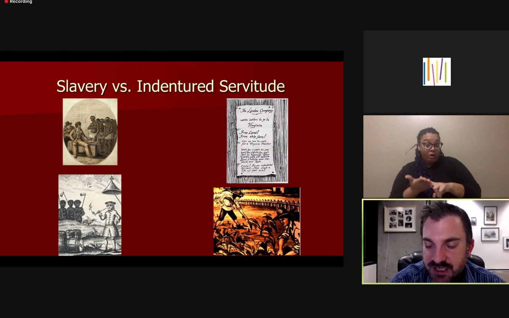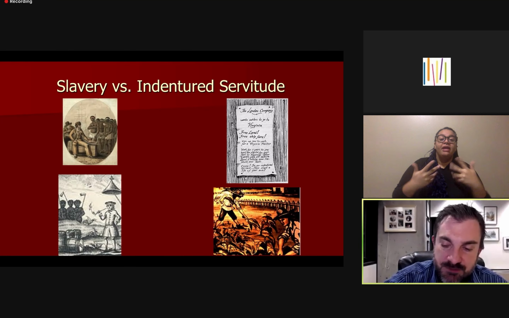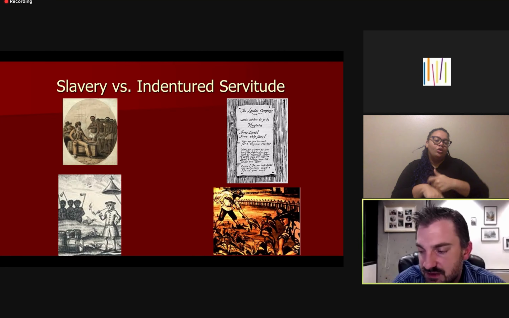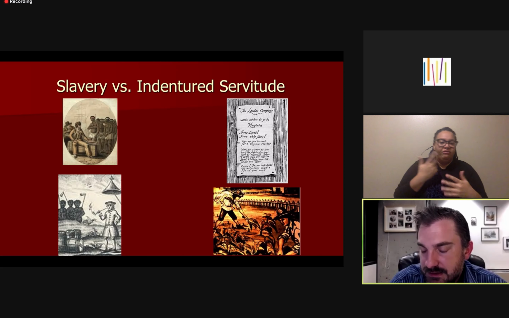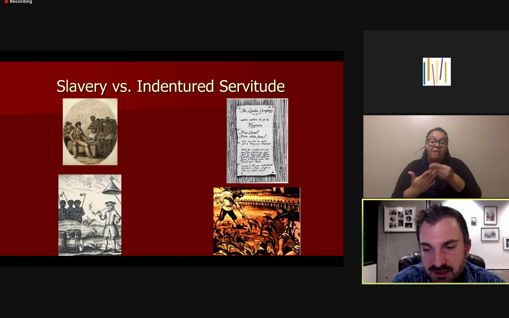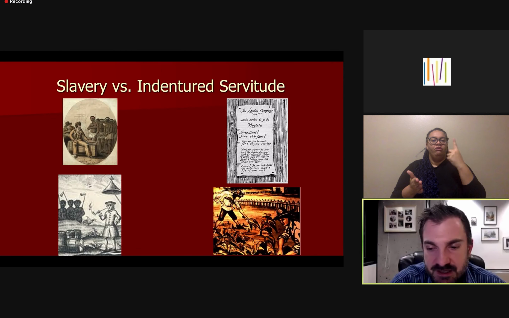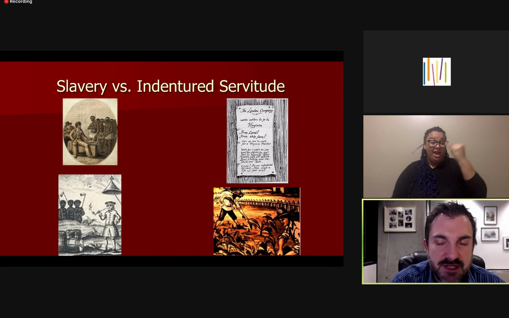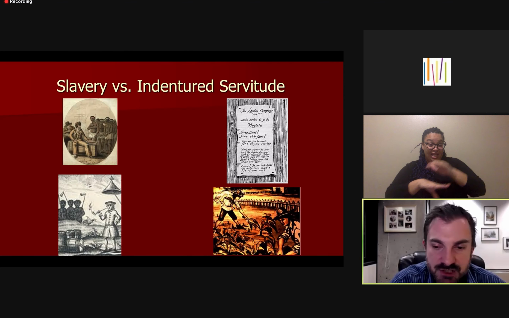At the end of the 7 years, there was supposed to be a reciprocal exchange of land and some goods and some money in exchange for that 7 years of labor. And so that was the enticement that caused people to sign up for such a thing. The idea of getting land in England was unthinkable. But in Virginia, you could become a landowner this way.